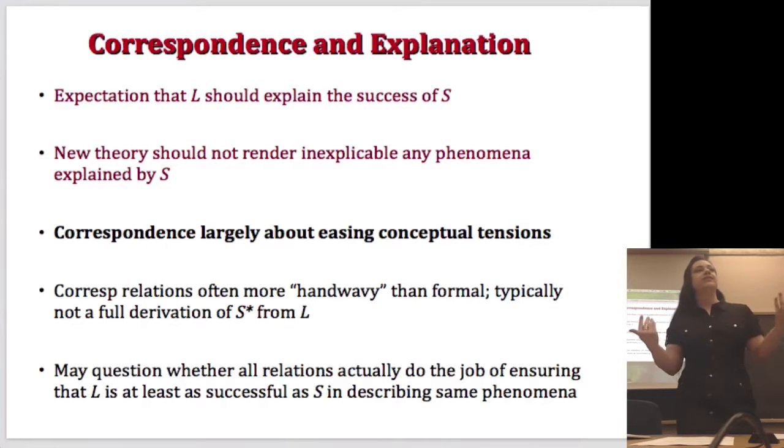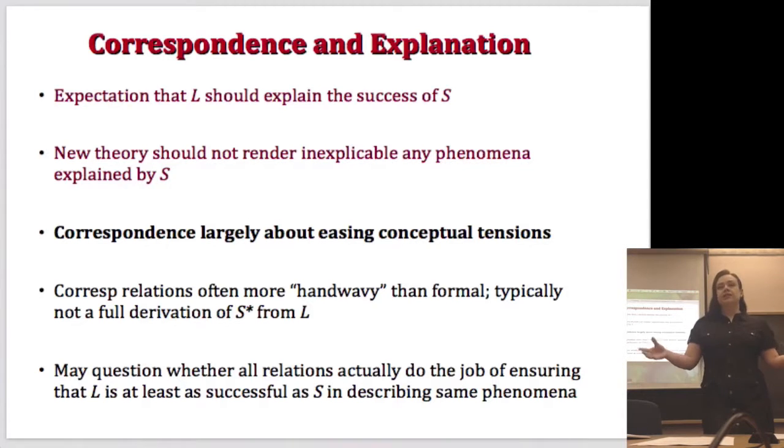But that's something I'd like to discuss here. So the reason, obviously, correspondence relations, we've got so many different ones, and many of them aren't strictly formal derivations. So because we've got such a range of relations, I think it's a legitimate question to ask whether these all do the job of explaining the success of the older theory, or proving that the new theory is at least as successful as the old one in describing the same phenomenon.